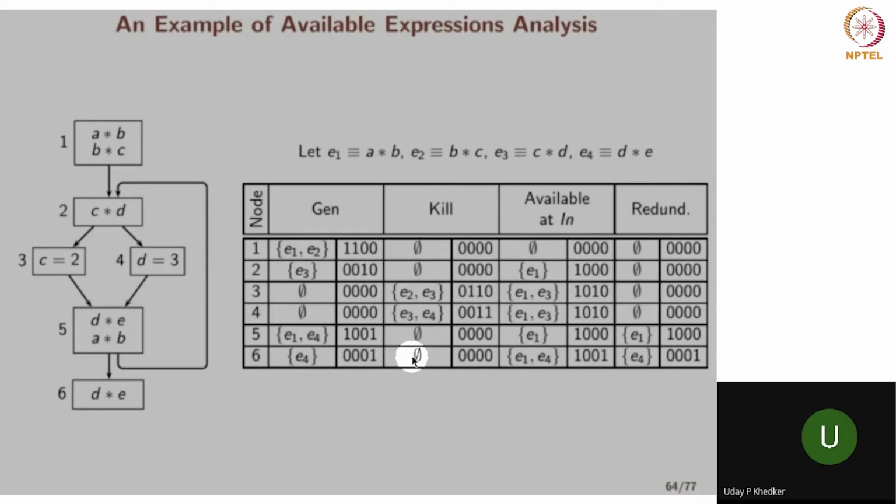These are the gen and kill sets for available expressions analysis. Any questions about these gen and kill sets before I proceed further? Are these clear, reasonably clear?